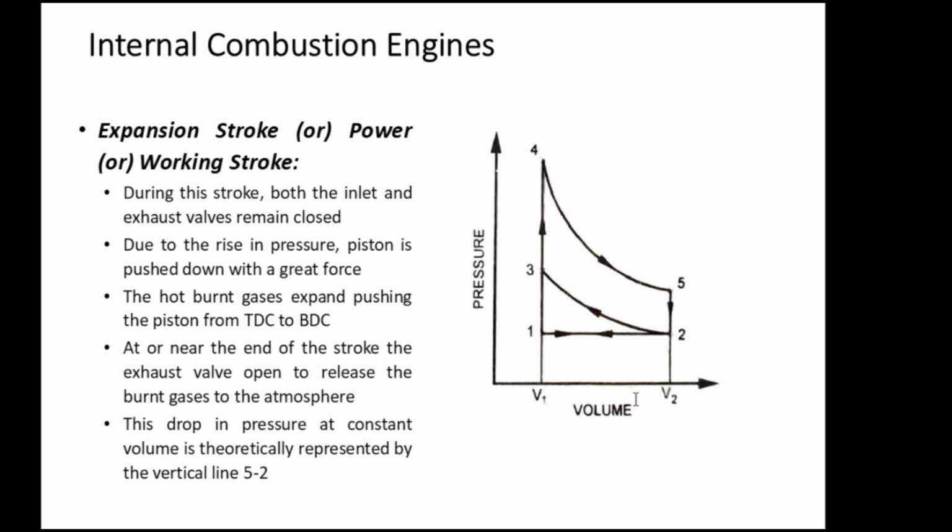During this stroke, both the inlet and exhaust valves remain closed. Due to the rise in pressure, the piston is pushed down with a great force. The hot burnt gases expand, pushing the piston from TDC to BDC. At or near the end of the stroke, the exhaust valve opens to release the burnt gases to the atmosphere. This drop in pressure at constant volume is theoretically represented by the vertical line 5-2.